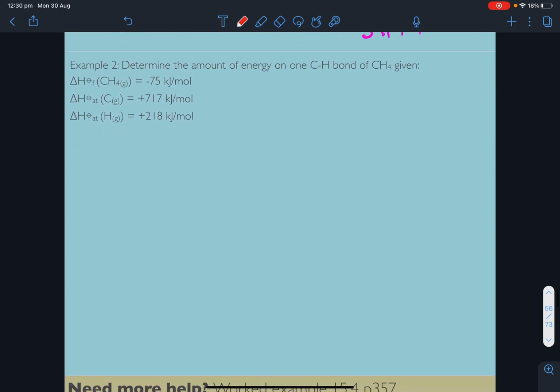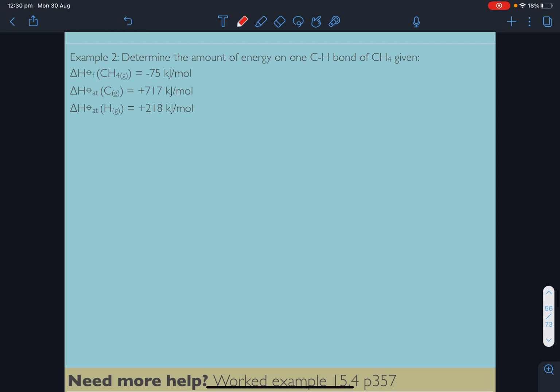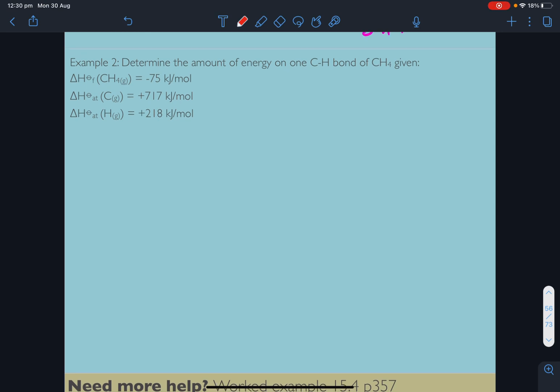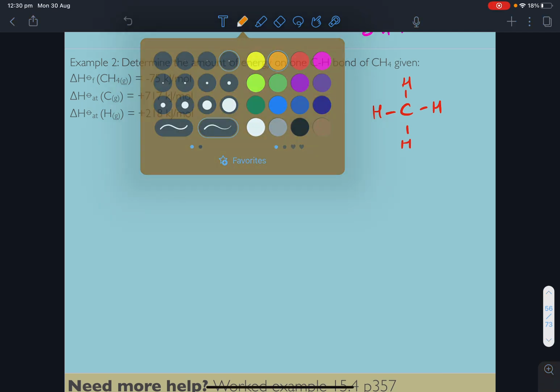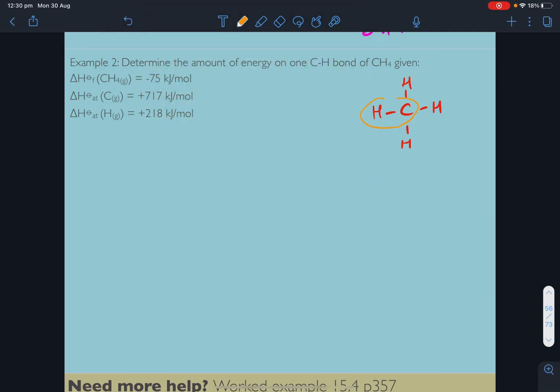Okay, let's just do another variation. Determine the amount of energy in one carbon-hydrogen bond of CH4. So methane, that one's called. So the energy for C-H is going to equal E total divided by 4.